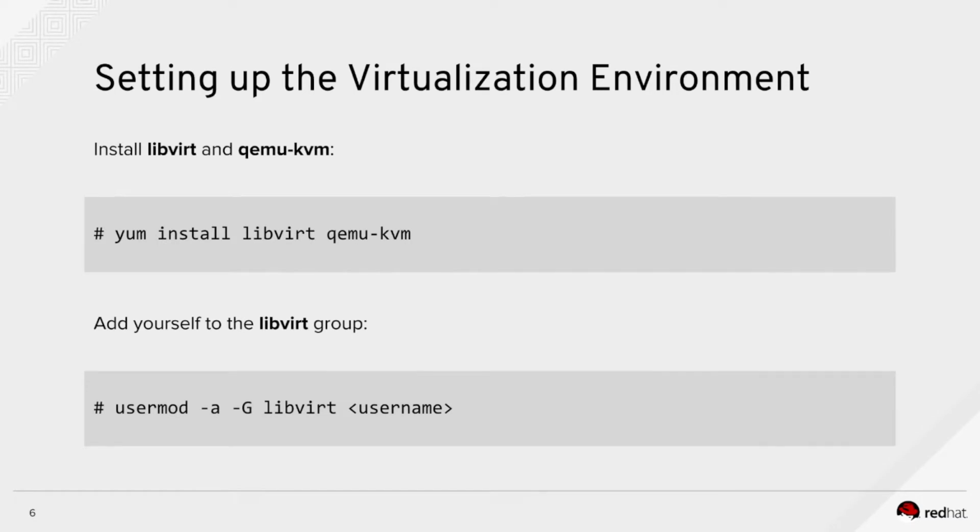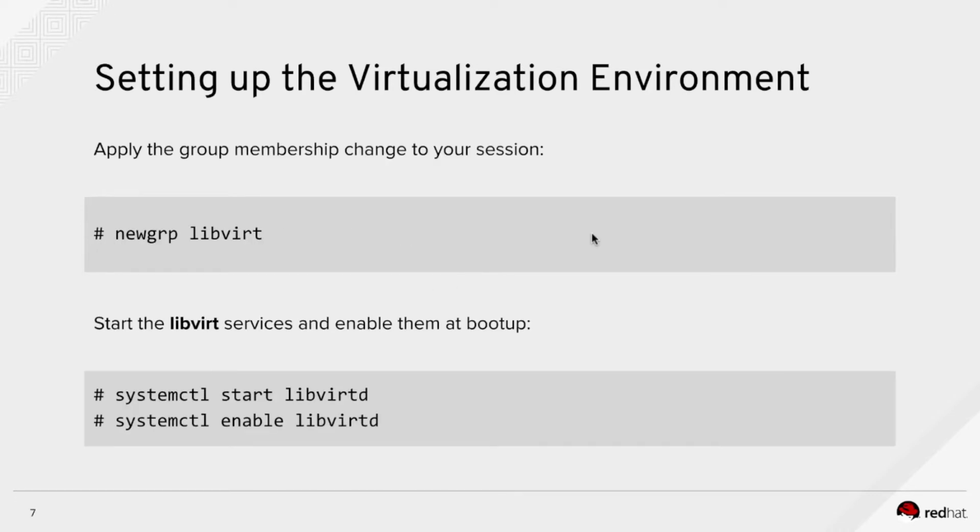Setting up the virtualization environment, the actual virtualization libraries. You'll install the libvirt and qemu-kvm packages in RHEL. This will provide all the virtualization libraries you need in order to run Minishift. We also suggest you run as an unprivileged user. Obviously, running as root is not best practice as far as security is concerned. So in order to do that, you'll need to add yourself to the libvirt group. And then you'll update your current session, which will update your group membership for the current user logged into the current session and make that change visible to the shell.